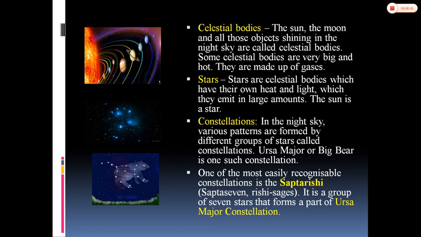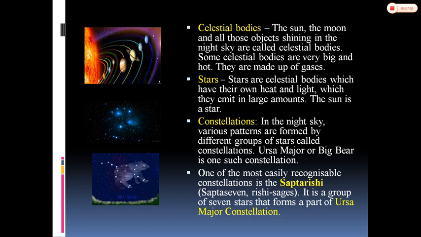Now, another concept that we are going to understand is the constellation. What are the constellations? While watching the night sky, you may notice various patterns formed by different groups of stars. These kinds of patterns are called constellations.